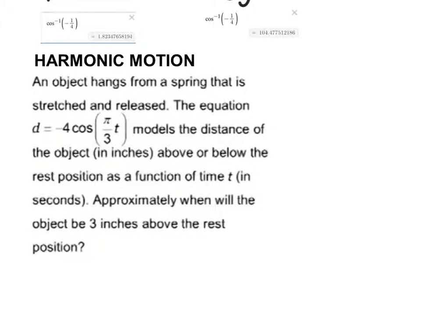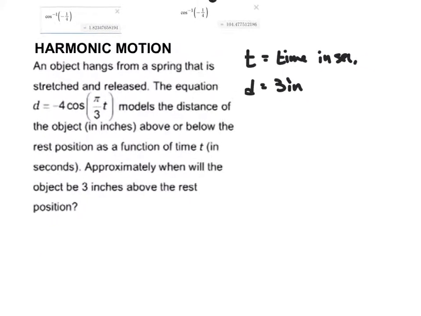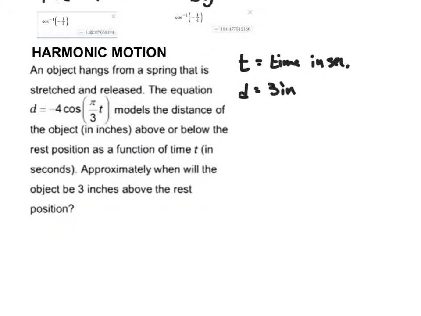So let's first do this. Let's label our variables. I know that t is equal to time in seconds, okay? I also know that d is equal to 3 inches, okay? So what I want to do is quickly graph this so that we have an idea as to what's going on here.